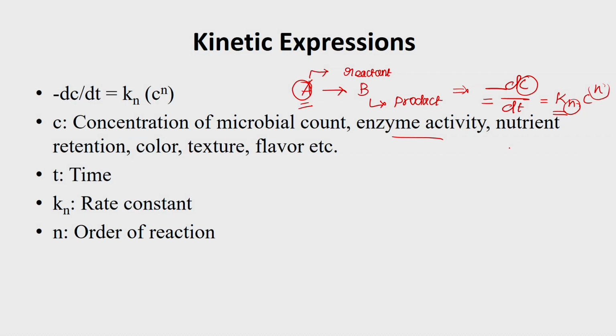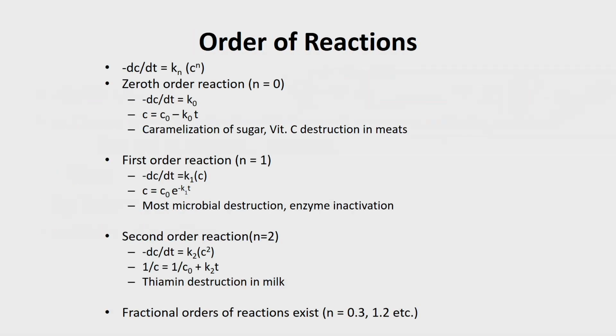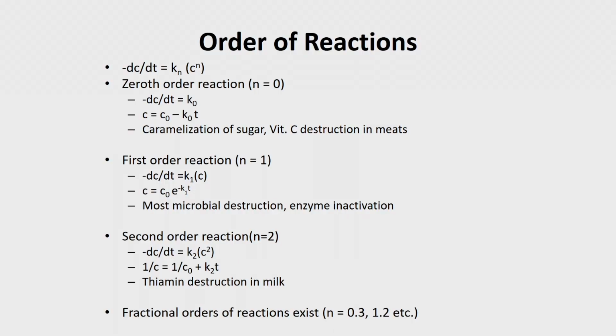And sometimes it talks about nutrient retention, right. When I heat the food for a particular time to kill microorganisms, how much nutrient is retained at a particular time and temperature, that concentration I would also be interested in. Sometimes it is color, texture, flavor, etc. So t is nothing but time and Kn is the rate constant, where n is the order of reaction. We have already discussed the kinetic expression, minus dCA upon dt equal to Kn C power n, right.